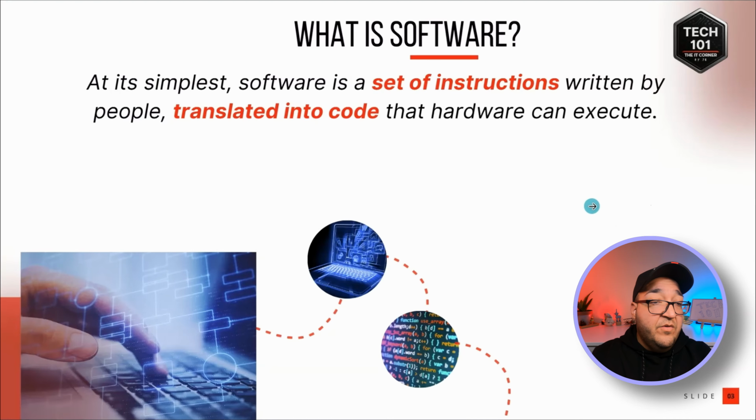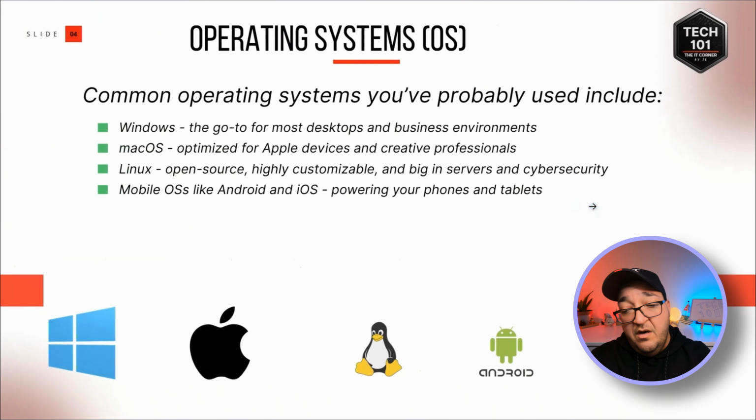Let's start with the foundation: the operating system. Your operating system, or OS, is the master program that manages everything on your device. It's what allows applications to run, files to be saved, and hardware to work together. Think of it like the manager of a busy restaurant. The hardware is the kitchen, the apps are the dishes being served, and the OS keeps everything running smoothly behind the scenes.